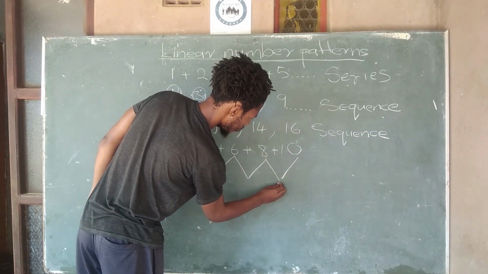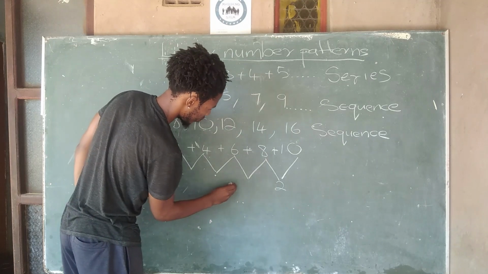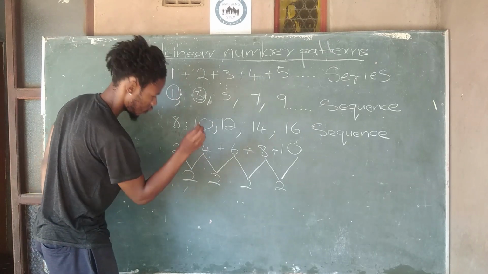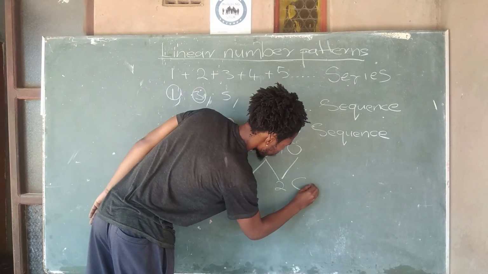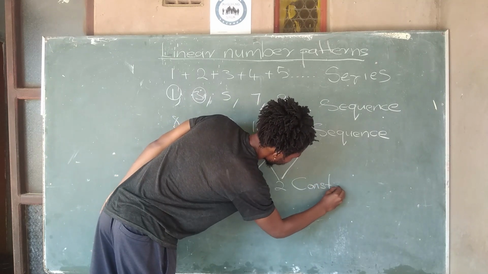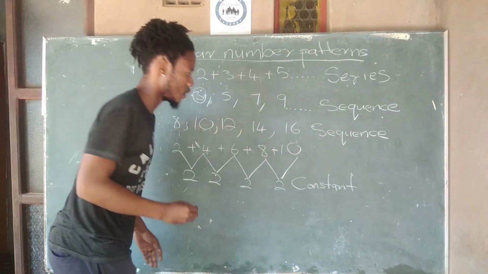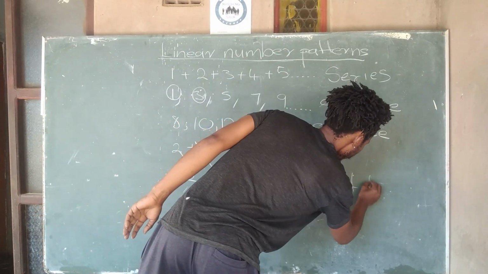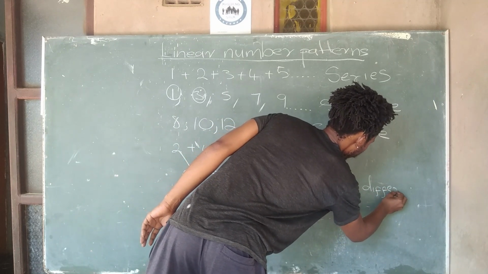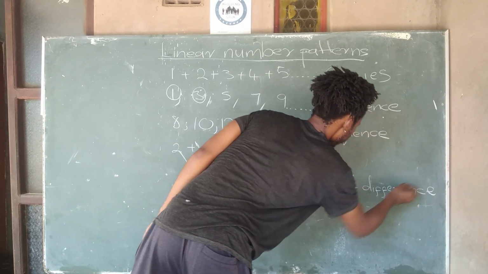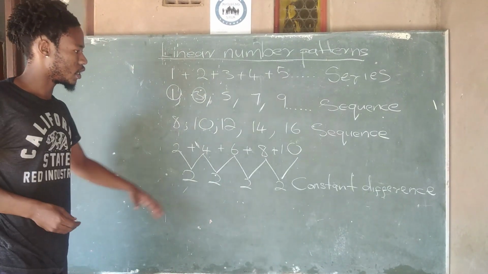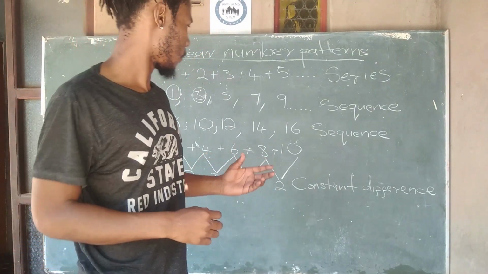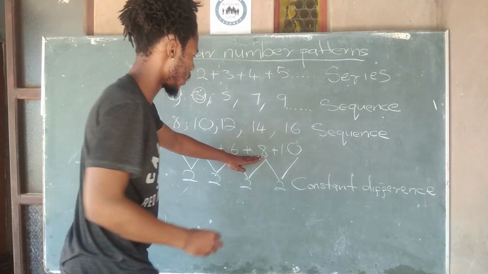10 minus 8 is 2. 8 minus 6 is 2. 6 minus 4 is 2. 4 minus 2 is 2. So this is a constant difference, the difference between our terms. So when we deal with this, we have a constant difference, and this is a sequence, guys.